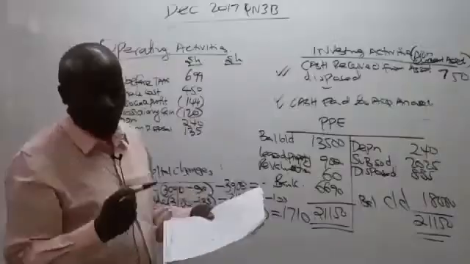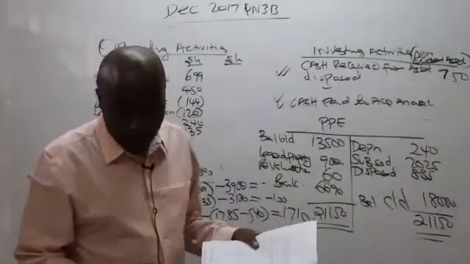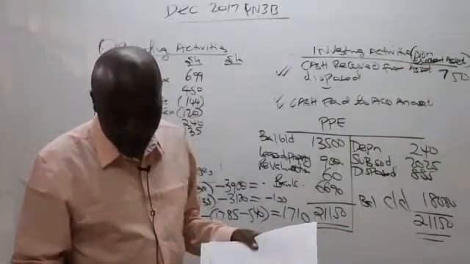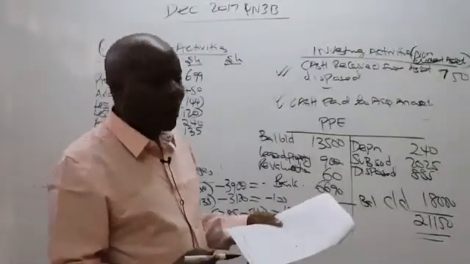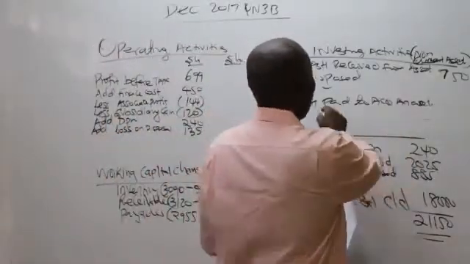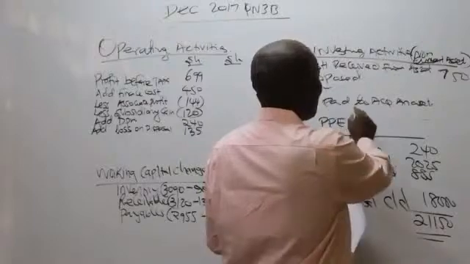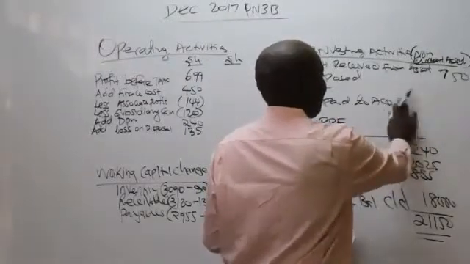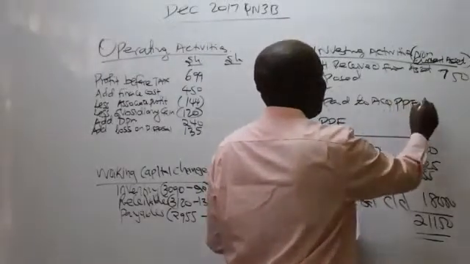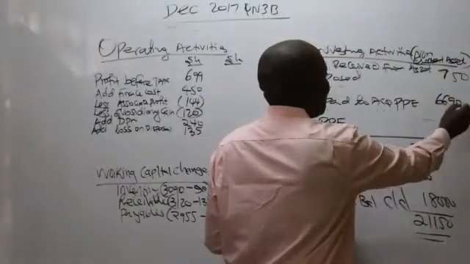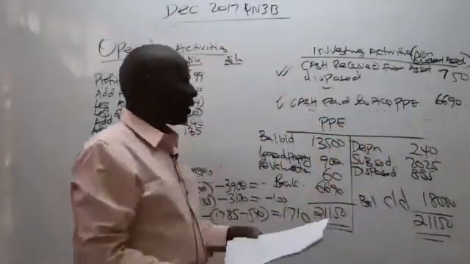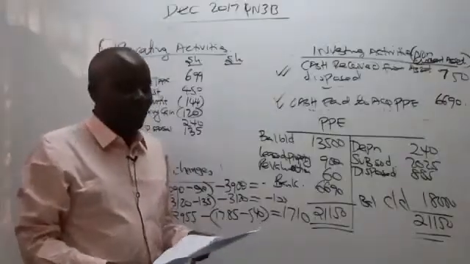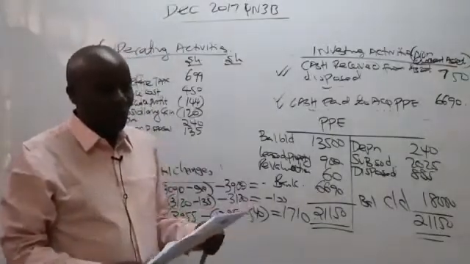So in this case, ladies and gentlemen, what I want you to write there is cash paid to acquire assets, to acquire PPE. They say it is 66 what here? 6690. Acquisition of PPE.